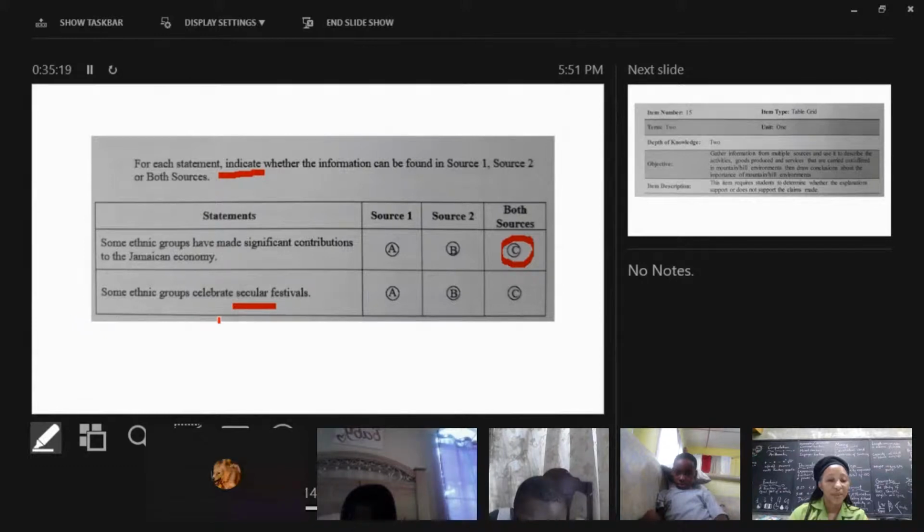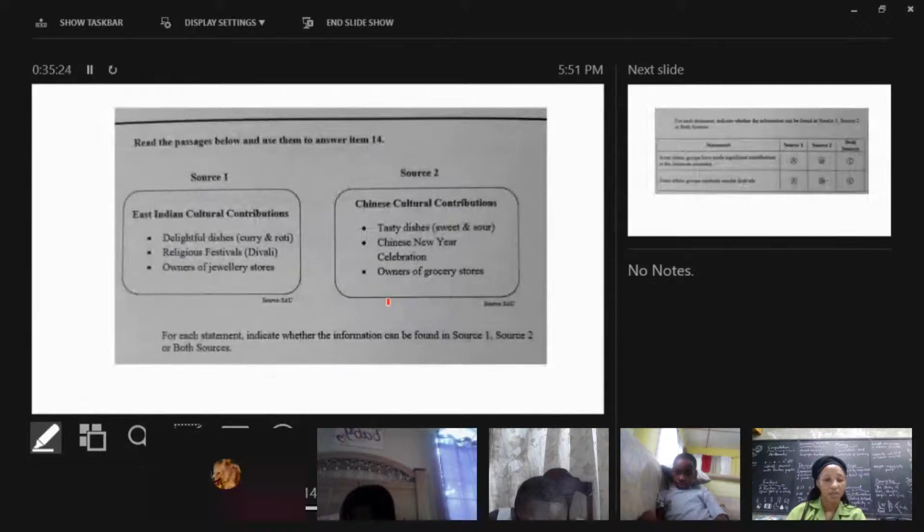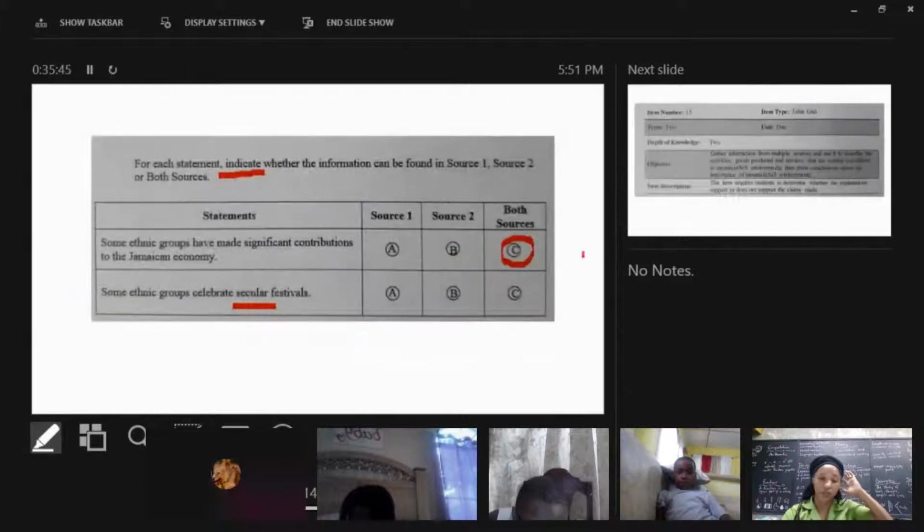Some ethnic groups celebrate secular festivals. So which one of these would be a secular festival? Diwali is a religious festival. Chinese New Year is not religious. This is not a religious festival, it's a secular festival. So that would be source two, which talks about secular festivals.